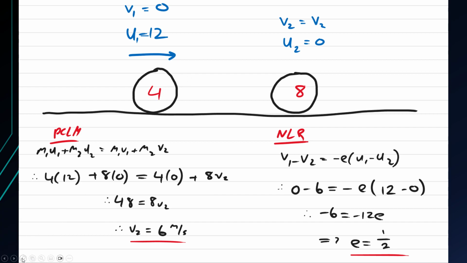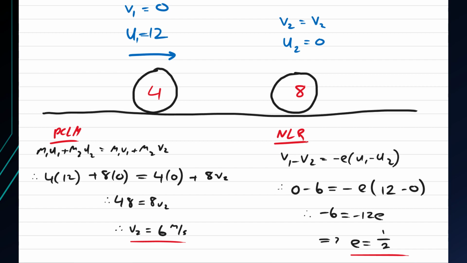So the conservation of linear momentum first, we have m1 times u1, which is 4 by 12, plus 8 times 0, equals 4 by 0, this final one rather, plus 8 times v2, which is the velocity of this sphere. So after solving, we get the velocity is 6 meters per second.